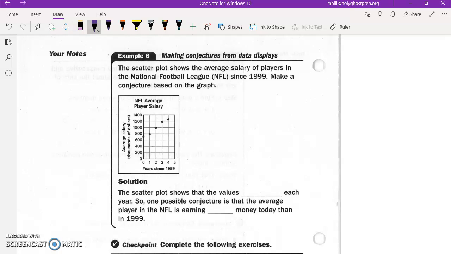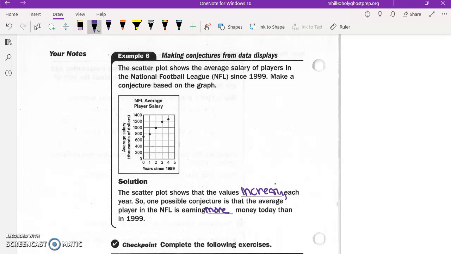And then in 2001, notice I'm just adding this number to 1999, so 2001, it went up to 1,000 thousands, so that would be a million. And then keep going up and up and up. So looking at a pattern there, the scatter plot shows the values are doing what? Based on going across, as the years are getting more and more, the values are going up. So we say increasing each year. So one possible conjecture is that the average player in the NFL is earning how much money in 1999? The conjecture we can say is they are making more today than they were in 1999.